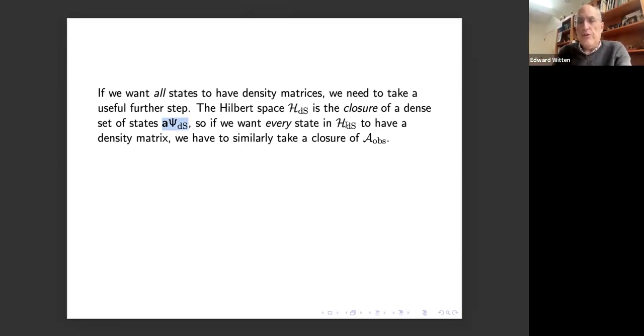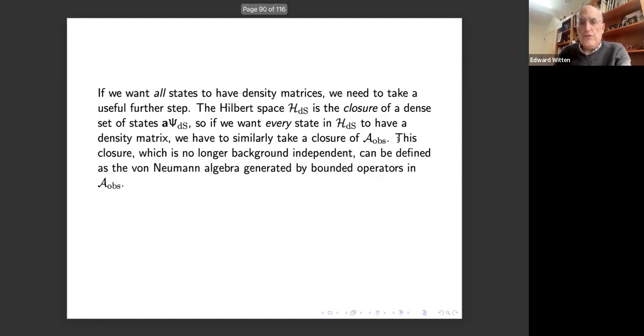If we want every state in the Hilbert space to have a density matrix, we have to similarly take a closure of the observer algebra. The observer algebra, as I defined it, wasn't, until this point, an algebra of Hilbert space operators. It was an operator product algebra. At this point, we do two things. Well, we define the closure as the von Neumann algebra generated by bounded operators in the observer algebra.